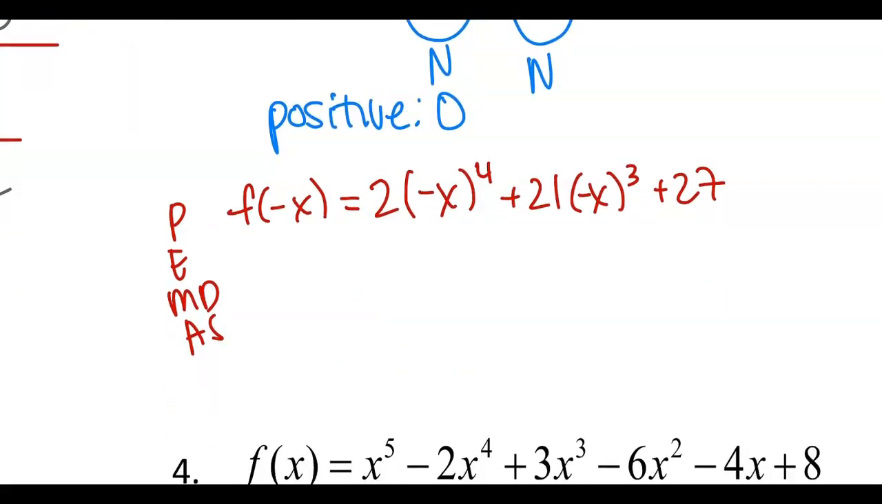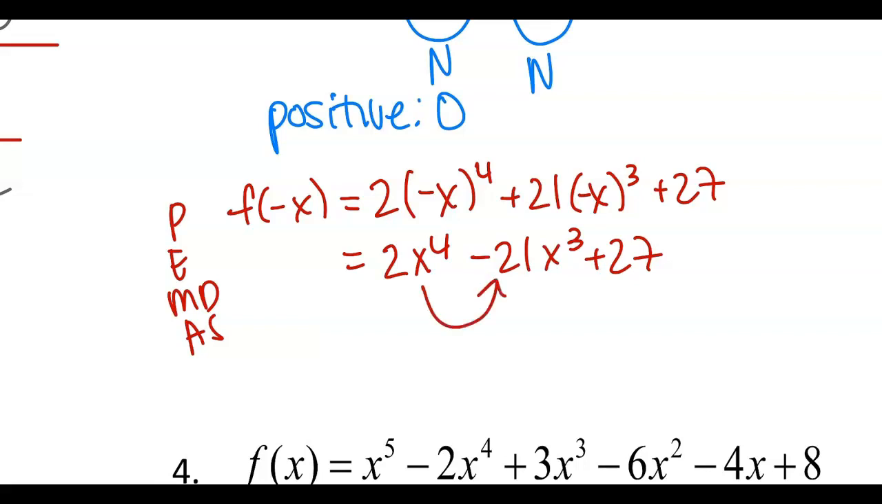And remember, you're going to do the exponent first with what's being multiplied, and you're going to simplify that first. You're going to have 2x to the 4th, which, being raised to the 4th power, is going to turn positive. This raised to the 3rd power is going to turn 21 negative. And then the 27 at the end is just 27 at the end.